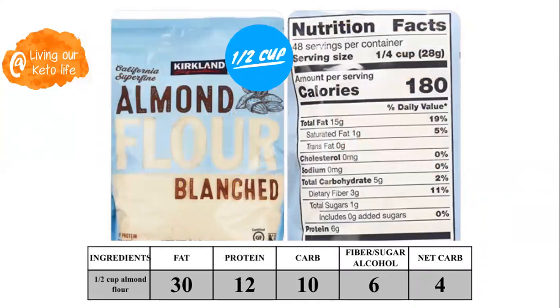The almond flour that I use, 15 grams per serving of fat. Well, I have a half a cup of almond flour, and a serving size is 1/4 cup. So I'm going to multiply that by 2, 30 grams of fat. My protein is 12, carbs are 10, but then look at my fiber. When I have 2 servings, it's going to be 6, so I end up with 4 net carbs.